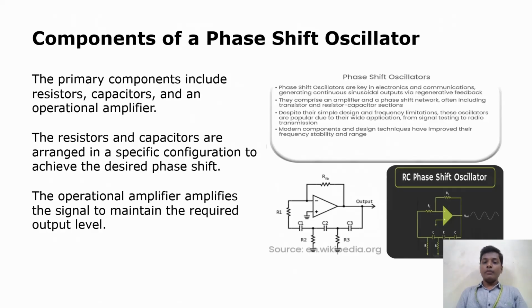Phase shift oscillator. Phase shift oscillators are key in electronics and communications, generating continuous sinusoidal outputs via regenerative feedback. They comprise an amplifier and a phase shift network, often including transistor and resistor-capacitor sections. Despite their simple design and frequency limitations, these oscillators are popular due to their wide application from signal testing to radio transmission. Modern components and design techniques have improved their frequency stability and their range.